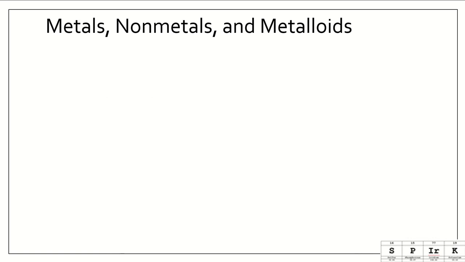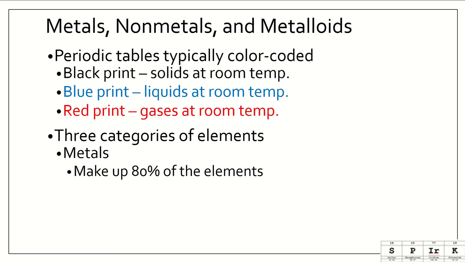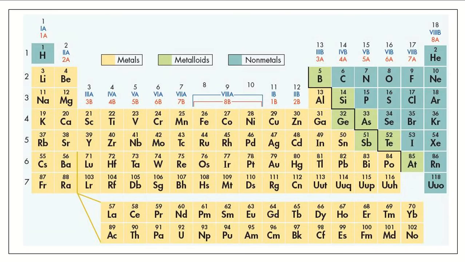So now we're going to talk about some classifications. The periodic table is typically color-coded, and we did this when we created our class periodic table. Elements that are written in black print are solids at room temperature. Elements that are written in blue are liquids. Elements that are written in red are gases, and these are all at room temperature. And there are 3 categories of elements. There are metals, which make up 80% of the elements. There are nonmetals, and there are metalloids.